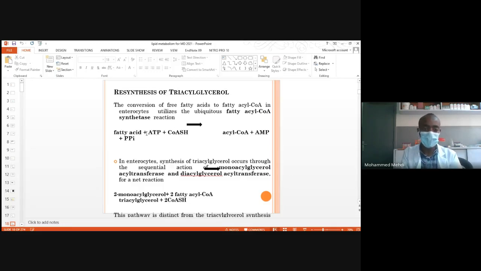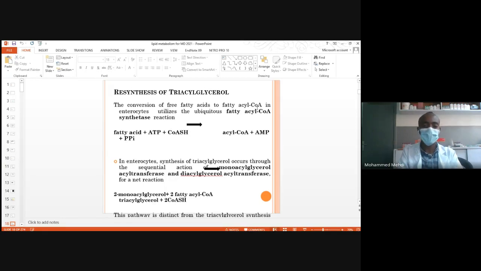One ATP is hydrolyzed to AMP. Therefore, we use 2 high-energy phosphate bonds. The 2 high-energy phosphate bonds are used for the activation of one fatty acid into fatty acyl-CoA. So this is equivalent to 2 ATP consumption. So fatty acyl-CoA synthetase enzyme activates fatty acid into fatty acyl-CoA.